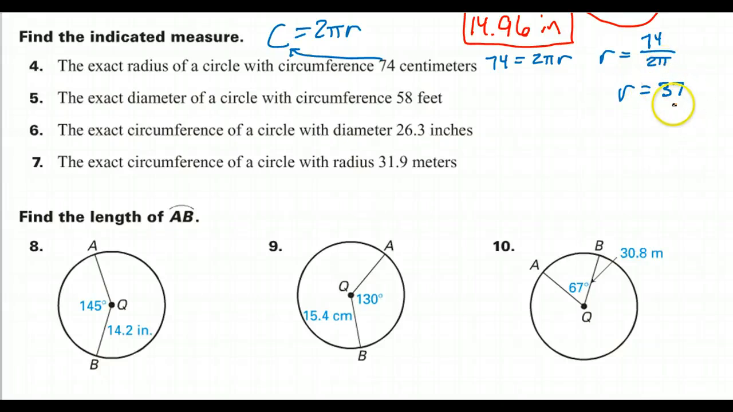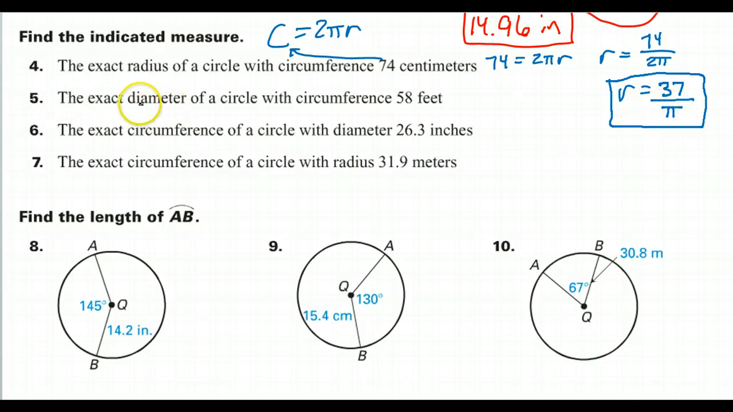See how the pi is in the denominator? So 37 over pi. That pi has to stay in the denominator. So that's the answer to number 4. And it says exact, which means no decimals, leave pi in your answer.